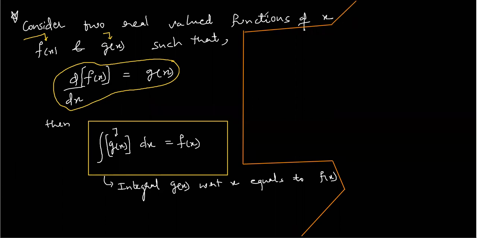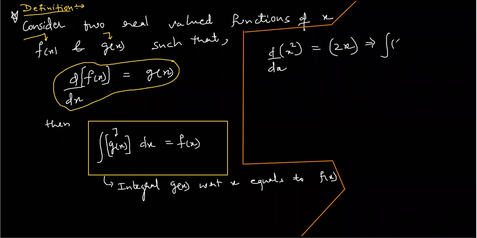Yeah, so students, I give you some examples. Following this is the definition. What I wrote here can be termed as the definition of integration. So students, I can say here d by dx of x square is 2x. So can I say from this that the integration of 2x with respect to x is x square? Yes, this is correct.